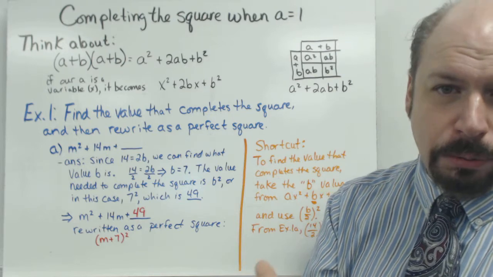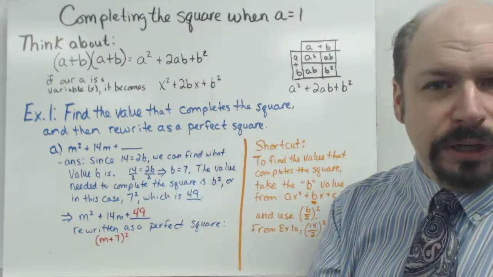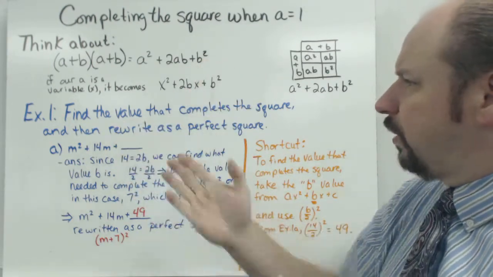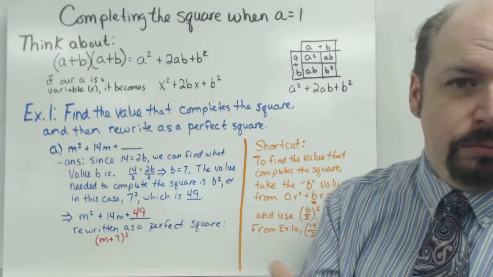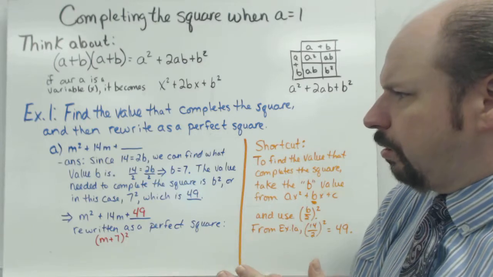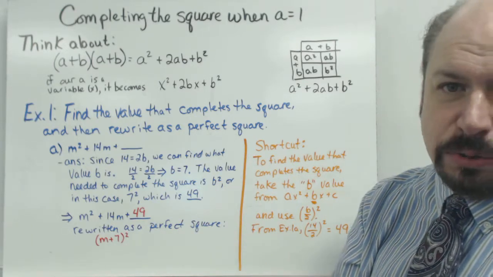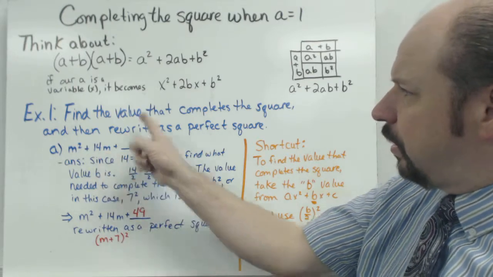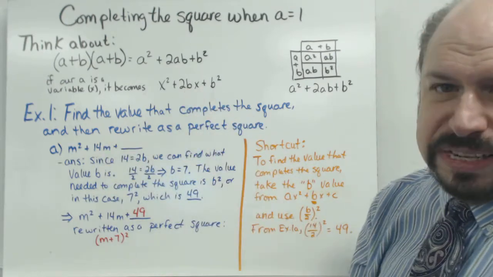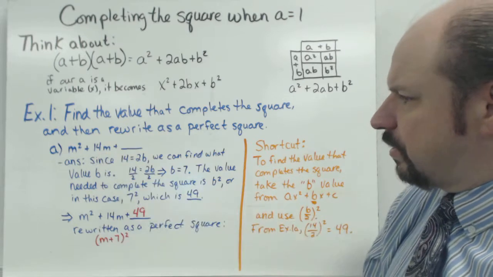So in our first example, what we're going to do is look at, if we don't know what number this is here, what number do we need to put in there to make this a perfect square trinomial? So find the value that completes the square and then rewrite it as a perfect square. So in example A, m squared plus 14m plus what makes this a perfect square? Since our number in front of our variable is 14, that's our 2b. 2b right here is 14 in this case.